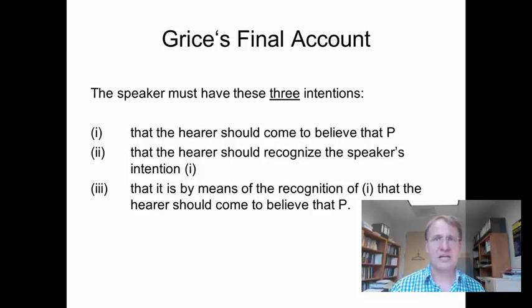So Grice's final account then has three intentions. There's first of all the intention that the hearer should come to have a certain belief. Second, there is the intention that the hearer should recognize the speaker's intention to the effect that the hearer should have a certain belief. And thirdly, the speaker must have the intention that it is by means of the recognition of the first intention that the hearer should come to believe that P. So three intentions that are nested into one another, and all those are important for the utterance or the action that the speaker performs to have non-natural meaning.